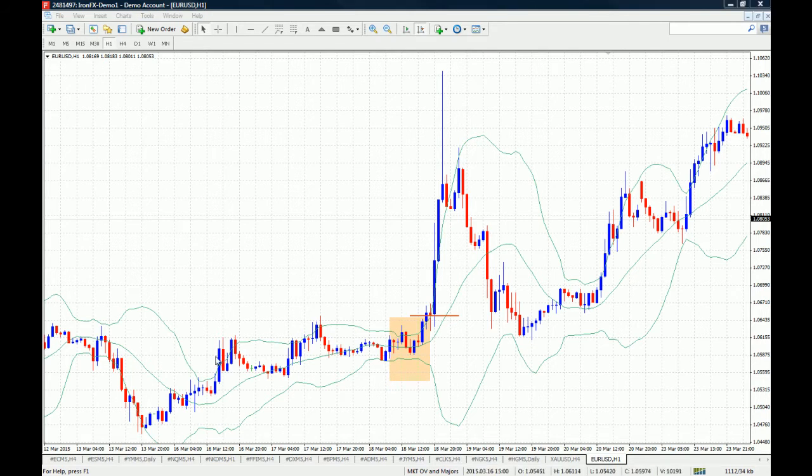So basically, we're going to use them to trade breakouts out of consolidations, such as this period of consolidation right here, when the Bollinger Bands made their squeeze and expanded immediately. We have a breakout out of this consolidation, so we need to take the trade to the upside or go long on the Euro-US dollar.